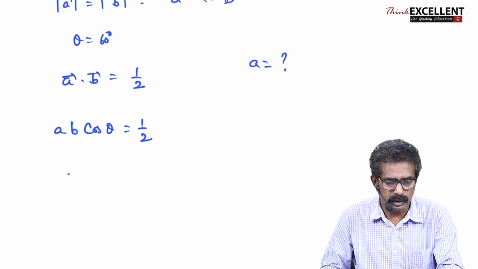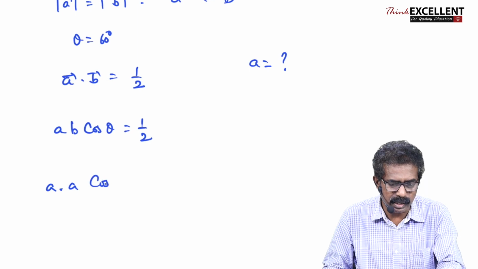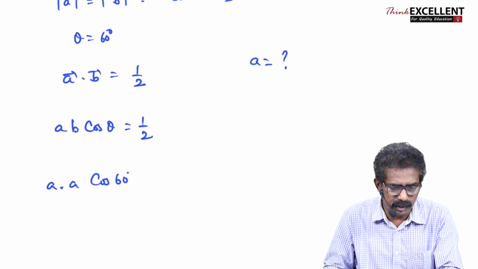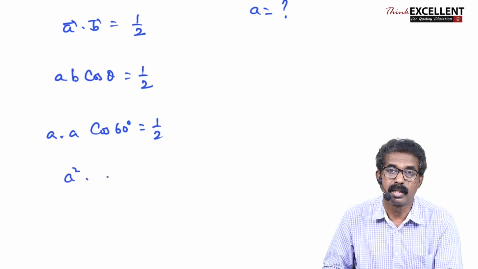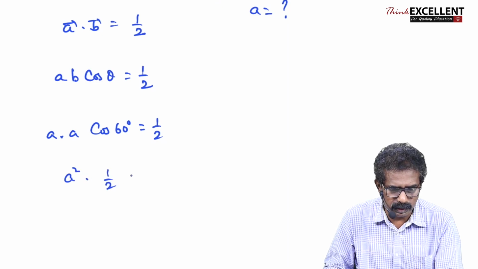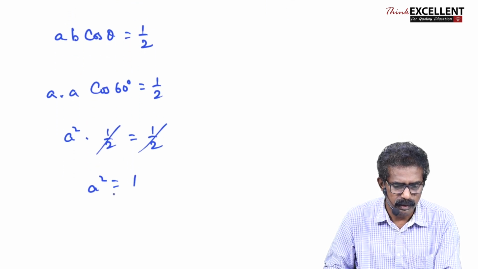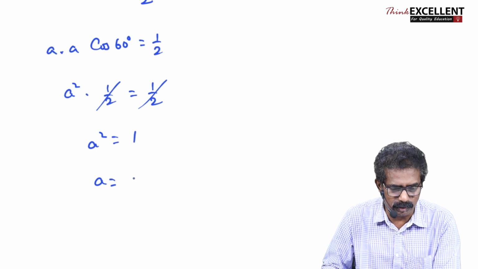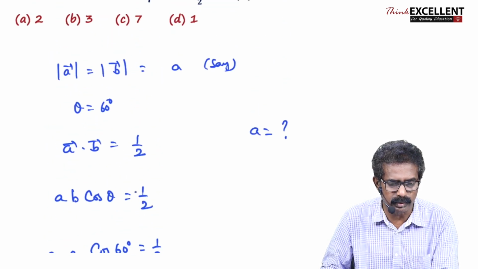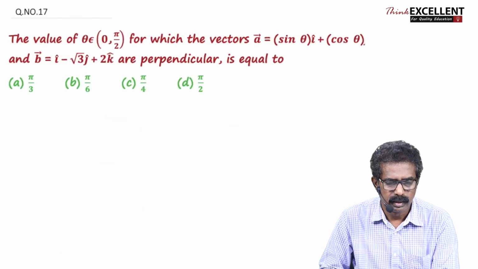1 by 2. So equal magnitude, so A into A cos, the angle between them being 60 degrees, equal to 1 by 2. So A square cos 60, which is 1 by 2, equal to 1 by 2. The 1 by 2 cancels, so A square is 1. So A equals root 1, plus or minus 1, but it is a magnitude, right? So you take the positive value. So A equals 1. So the fourth option is the correct one.